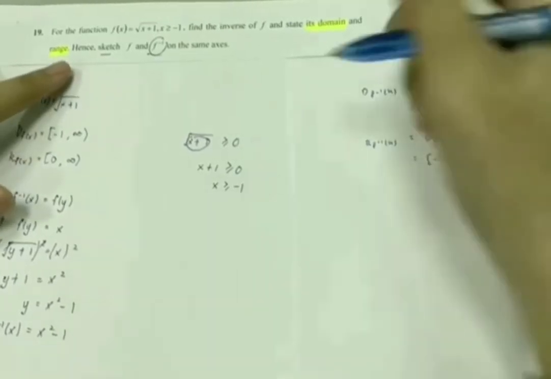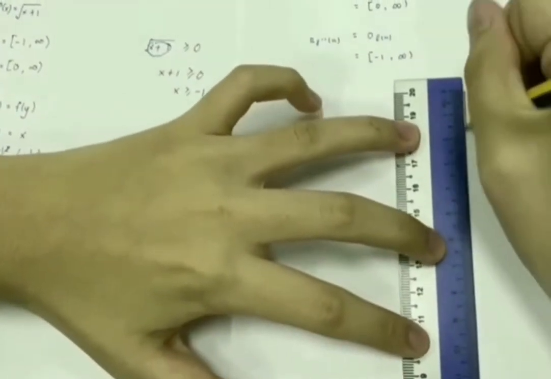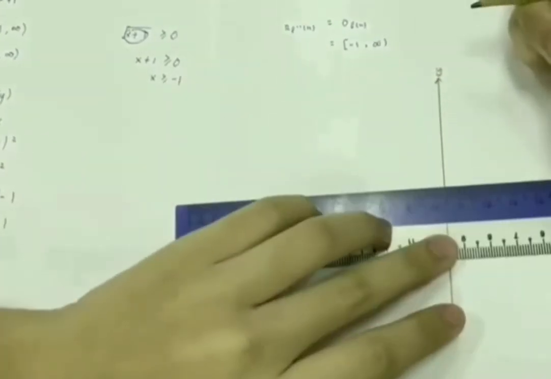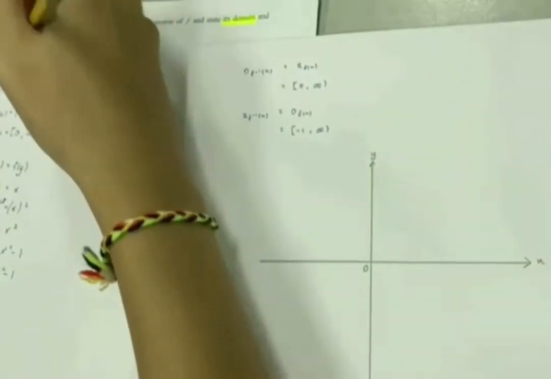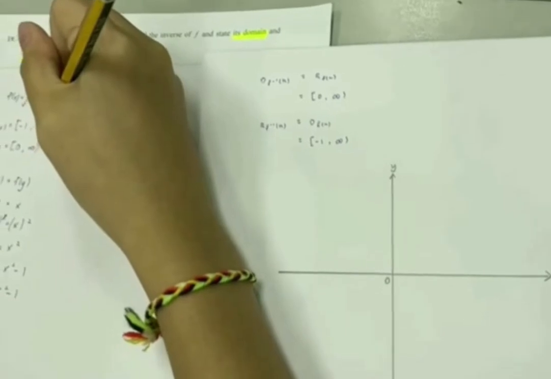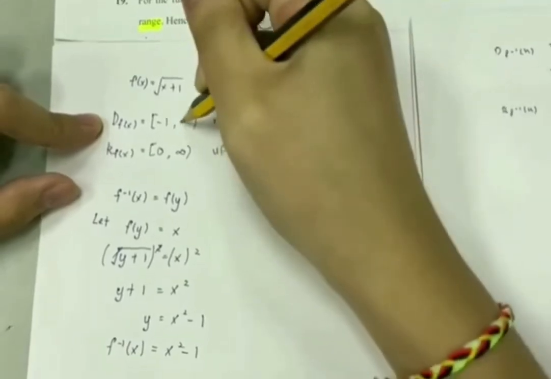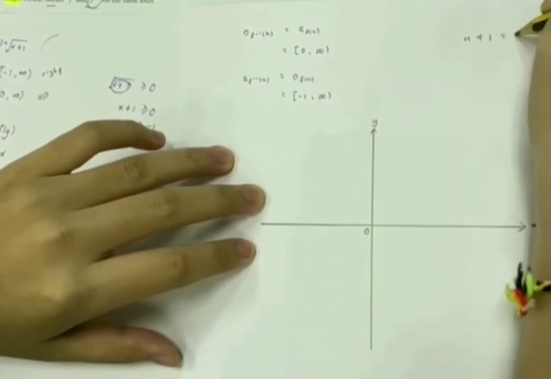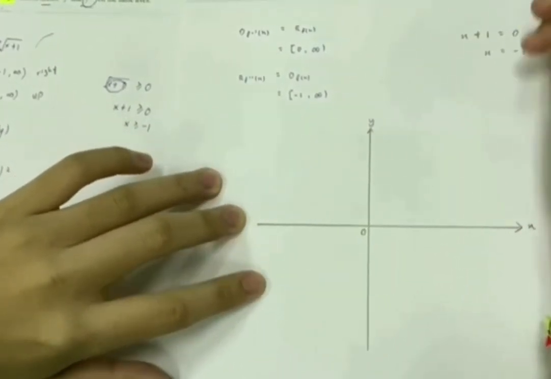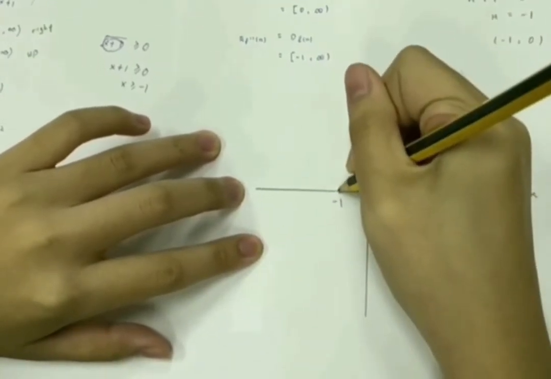The last step is we need to sketch the graph on the same axis. First, we need to provide the y-axis and x-axis. For this function, the shape of the graph is a square root shape. With the domain, we know that the graph goes to the right and upward because it is positive. For the starting point, we know that x plus 1 equals 0 and x equals -1. So, the starting point is (-1, 0). So, we draw the square root curve here.